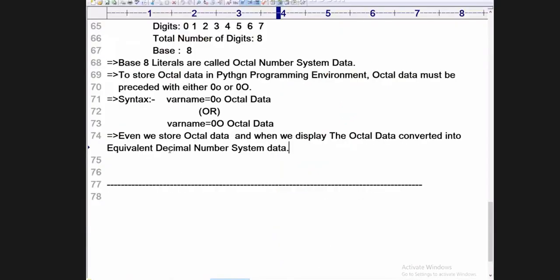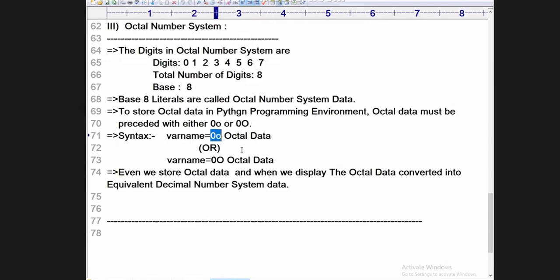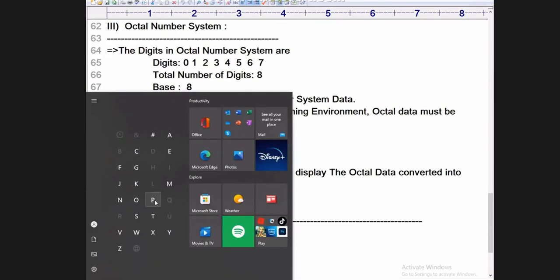Programmatically, I want to go for it. See, my dear students, octal data must be preceded with a 0O, a capital O. Let us test it by going to the Python environment.